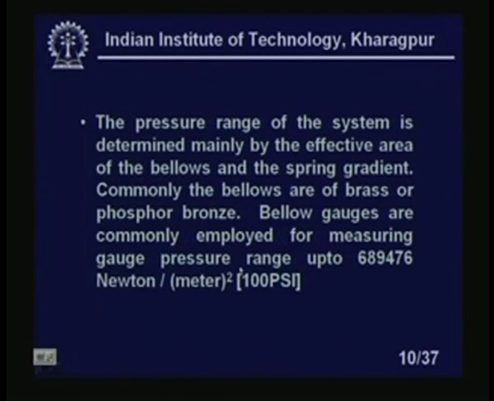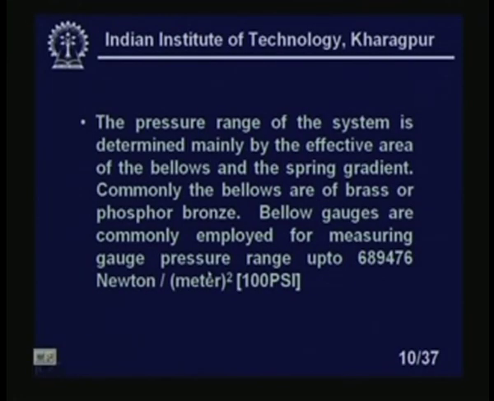The pressure range of the system is determined mainly by the effective area of the bellows and the spring gradient. Commonly the bellows are of brass or phosphorus bronze. These are the basic materials used for the bellows. And bellows are basically annular rings welded at alternate points at two different ends. Bellow gauges are commonly employed for measuring gauge pressures up to 689,476 Newton per meter square, that is 100 psi. Typically, bellow materials are brass or phosphorus bronze. Brass is the most widely used bellow material.